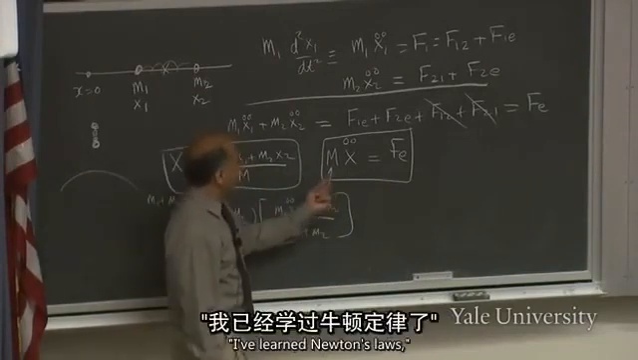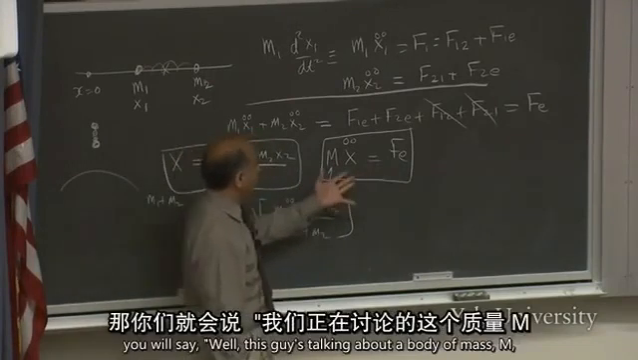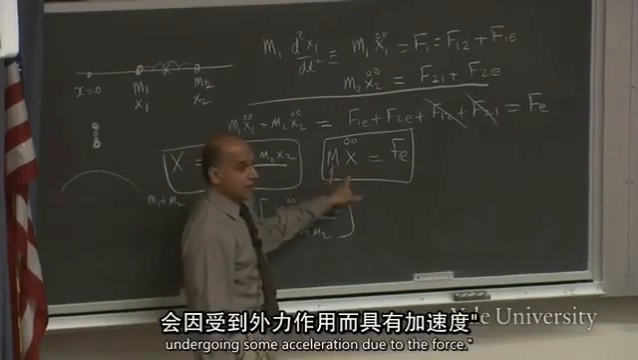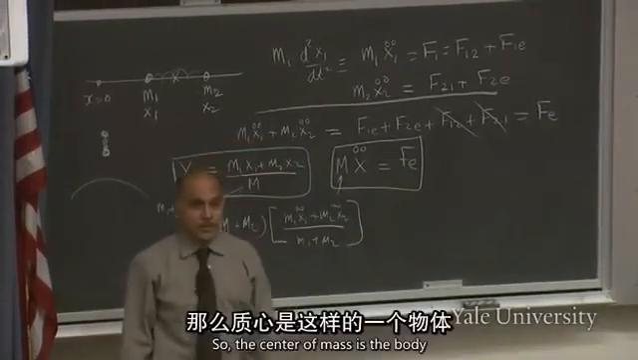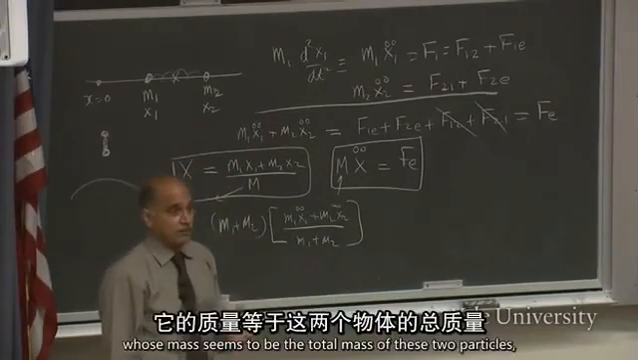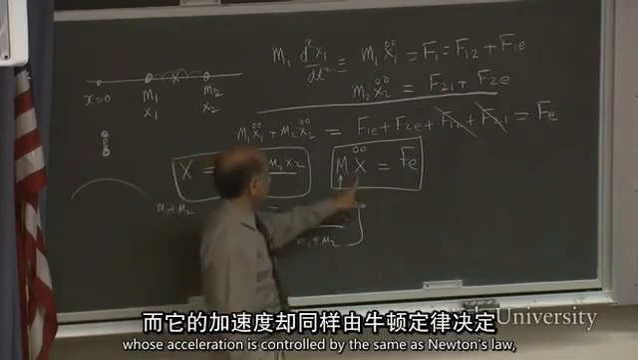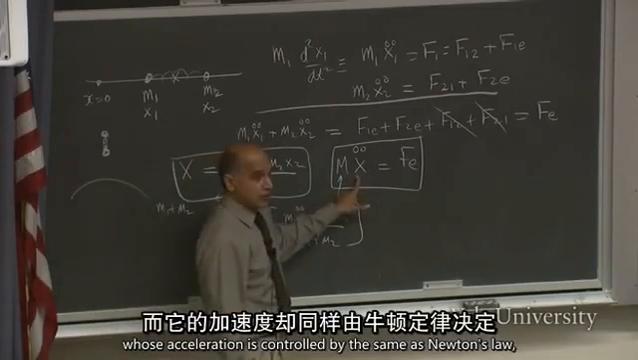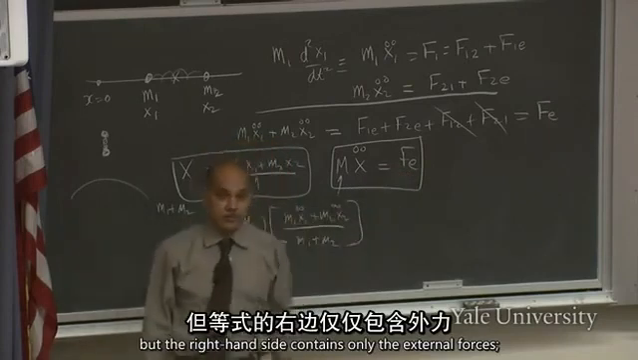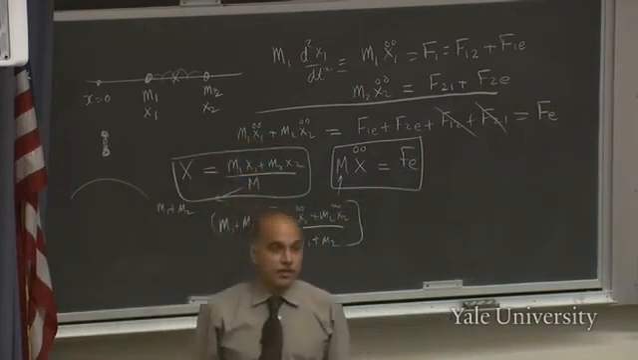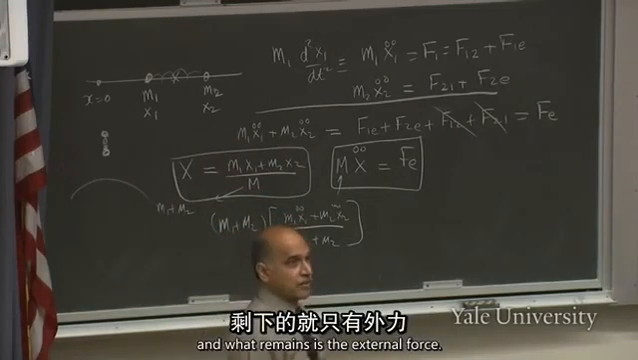After all, if you just said, I've learned Newton's laws, and I walk into this room and I say this, I will say, well, this guy is talking about a body of mass capital M undergoing some acceleration due to force. So the center of mass is a body whose mass seems to be the total mass of these two particles, whose acceleration is controlled by the same as Newton's law, but the right-hand side contains only the external forces. This is the key. All the internal forces have cancelled out. And what remains is the external force.